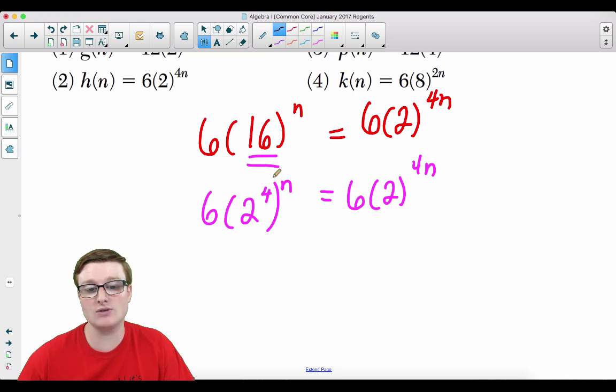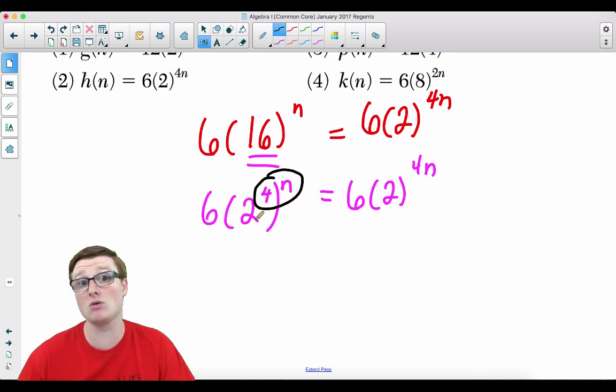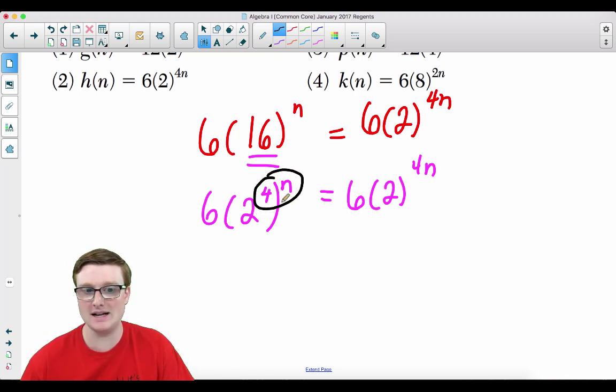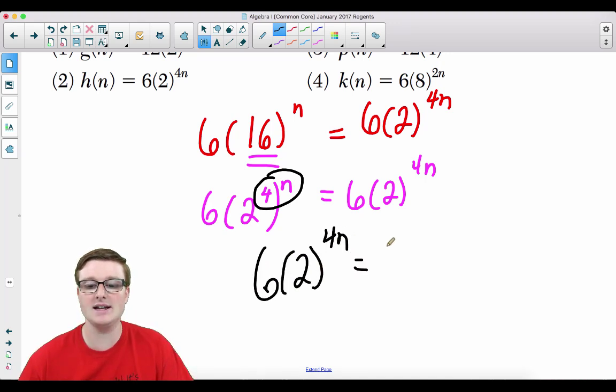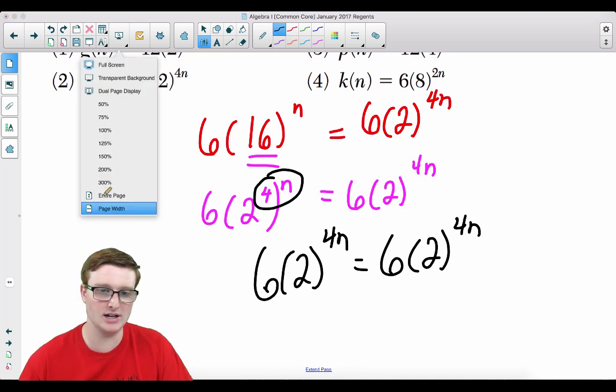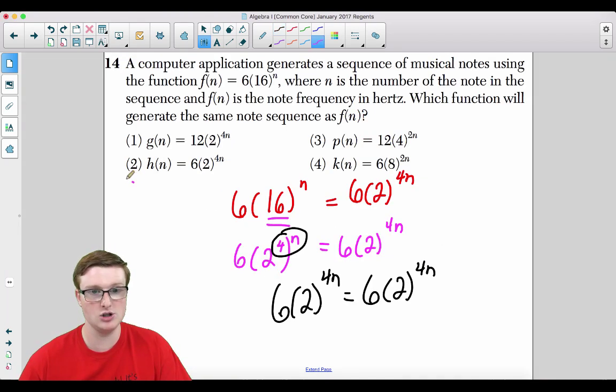The reason why, ladies and gentlemen, is the power-to-power rule. So these exponents can be multiplied together. So it's really 6 times 2 raised to the 4n. That is the same thing as 6 times 2 raised to the 4n. So your answer is going to be choice 2.